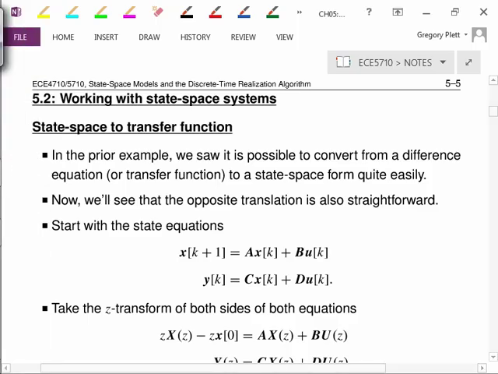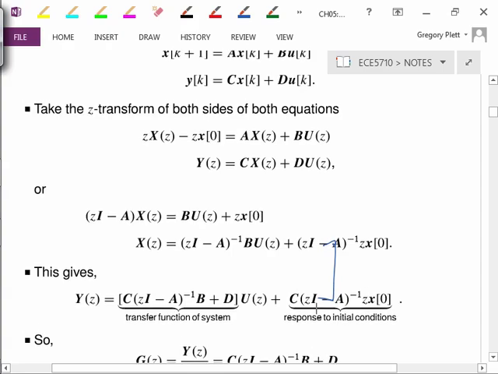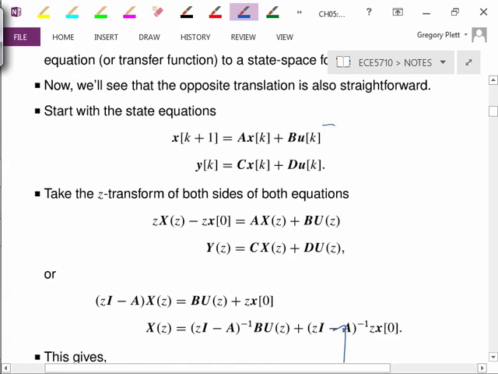We're going to start with state equations like are listed here and try to find a way to convert them back to a transfer function, which we could then convert back into a difference equation. In order to find a transfer function, we take the z transform of both sides of this equation.